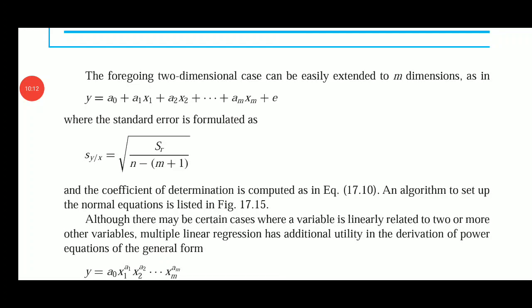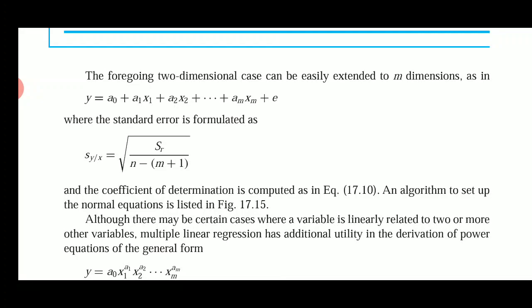Now the logic which we have used for the two variables, y equal to a0 plus a1 x1 plus a2 x2, can be extended to any number of variables, right? And this is what is given here: y is equal to a0 plus a1 x1 plus a2 x2 plus up to am xm plus e, where e is the error term. And this is a generalized formula to calculate the standard error, and you can write an algorithm to get this, right?